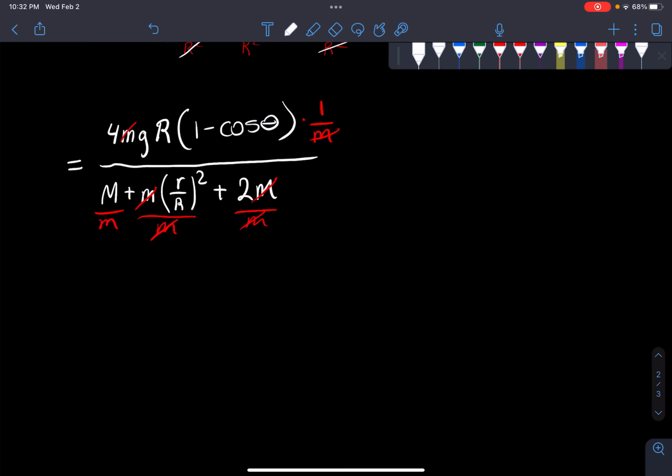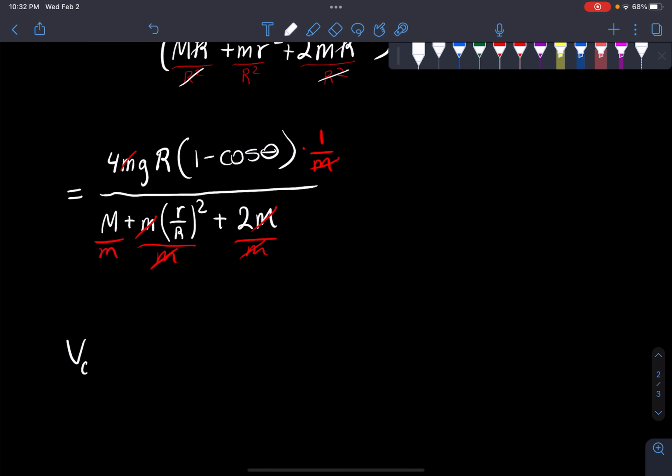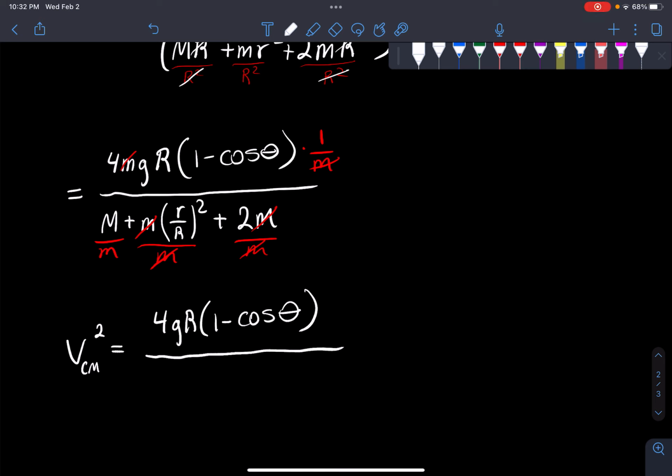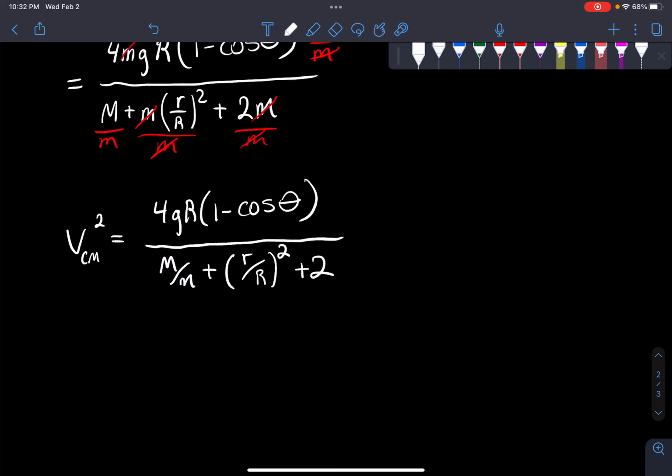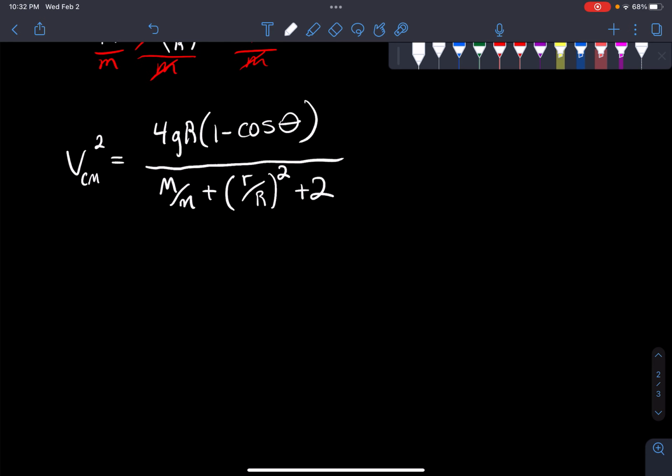So what we're left with is that the velocity of the center of mass squared is 4gr times 1 minus cos theta, divided by capital M divided by little m, plus little r over big R squared, plus 2. So that looks really close. All that's left is to take the square root, which I'm just going to write as 1/2 because that's how they have it.